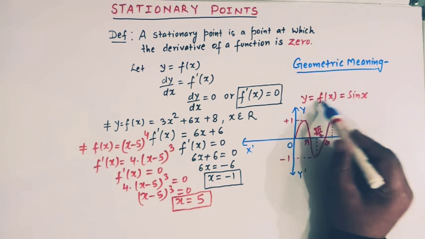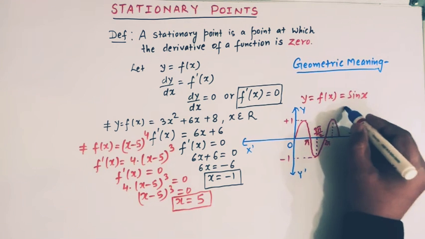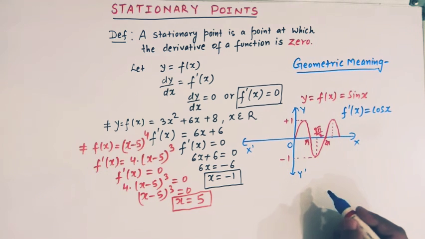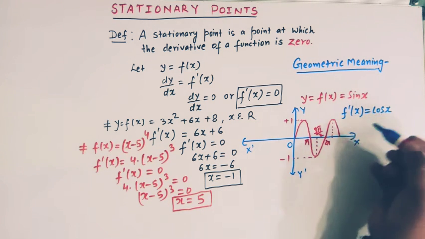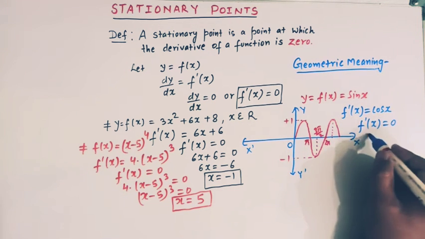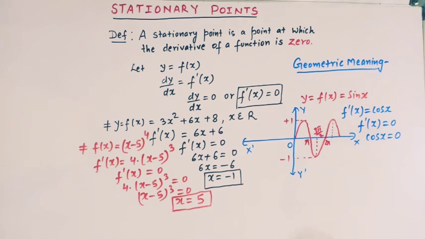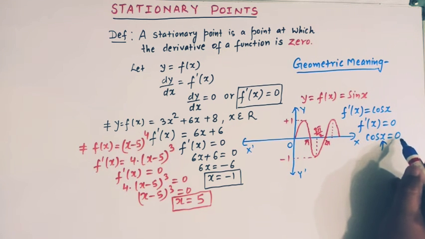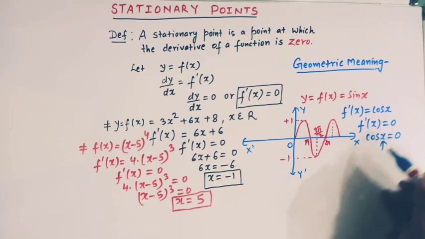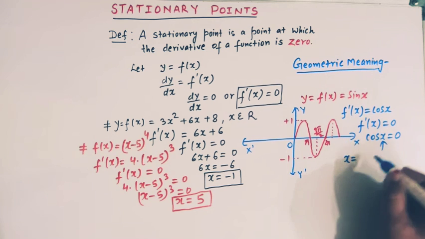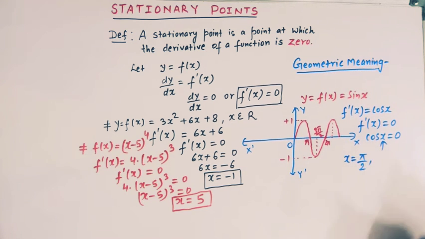Now if we differentiate this function, we get f prime of x is equal to cos x, because the derivative of sin x is cosine x. Now to obtain the stationary points, the derivative should be equal to 0, so it means cos x is equal to 0. So it means we have to find those values of x for which cos of x is equal to 0, right? So if we solve this equation cos x equal to 0, then we get x is equal to pi by 2.